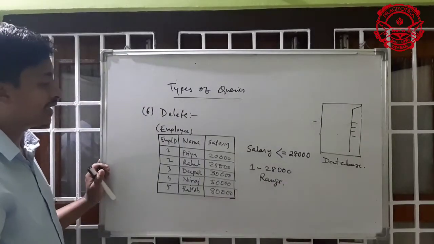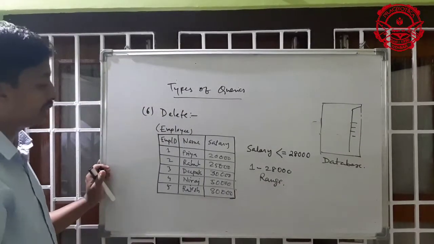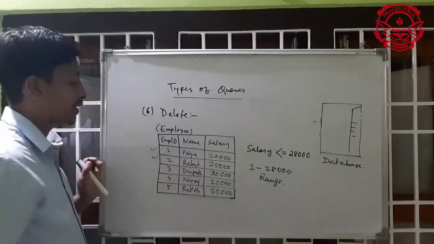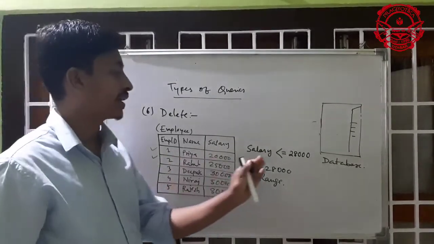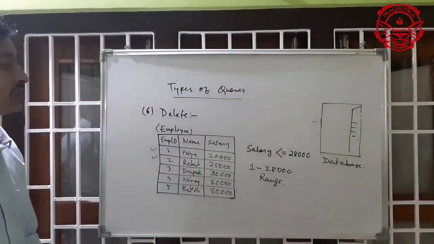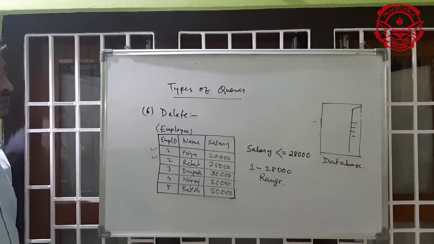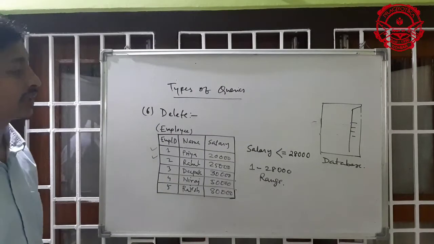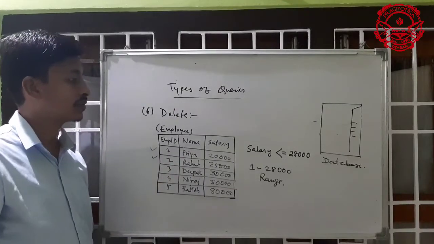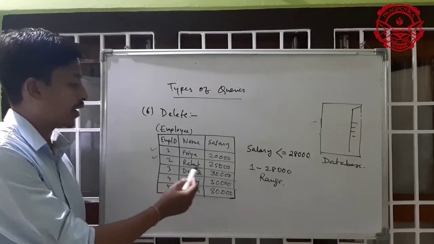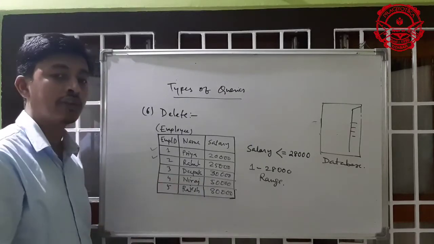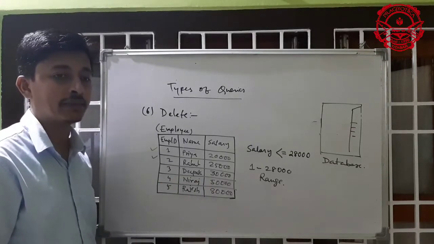So you can see in this table, employee number 1 Priya and Rahul, their salary is not greater than 28,000. Okay, it is less than or equal to 28,000. I can see Priya 20,000 and Rahul's salary is 25,000. So that's why the information of 1 and 2 is going to be deleted from the database.